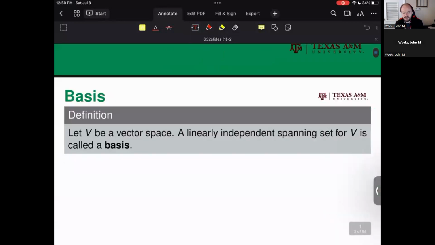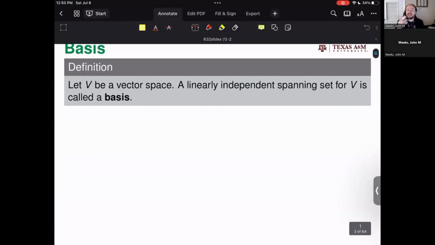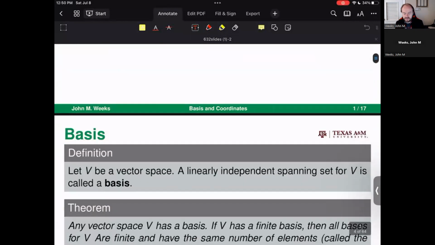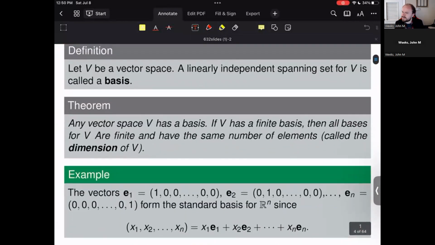Now, we're already familiar with some of the standard bases. A basis is any subset of our vector space that is, one, linearly independent, and two, spanning. It needs to have both of these properties in order to be called a basis. We know also that any vector space has a basis, and that if there is any one finite basis, all bases for V are finite and have the same number of elements, and we call that the dimension of the vector space V.